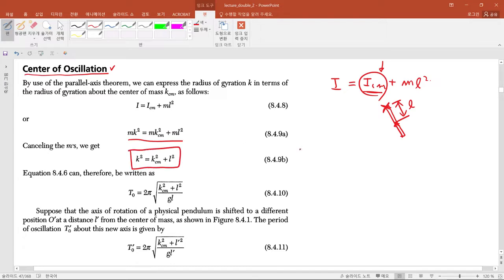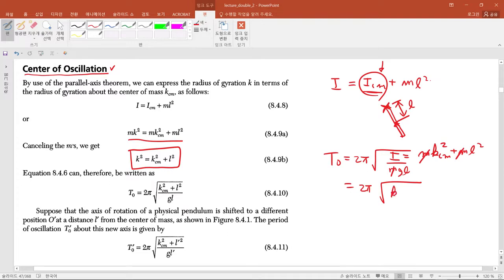So T0, which was equal to 2 pi square root of I over m g l, is now equal to what? 2 pi square root of, m cancels, k center of mass squared plus l squared over g l. So this is T0.